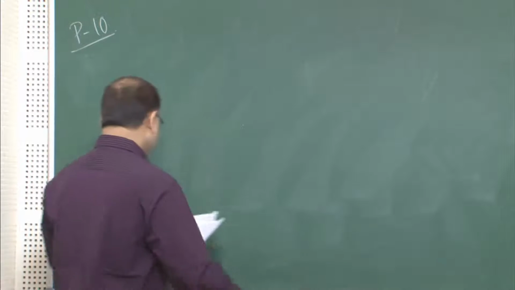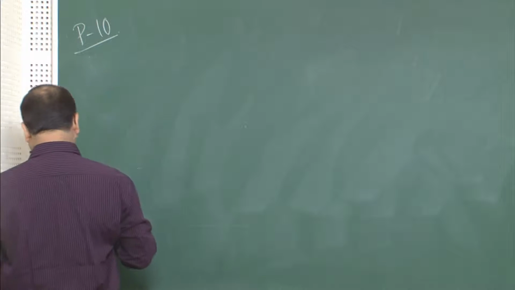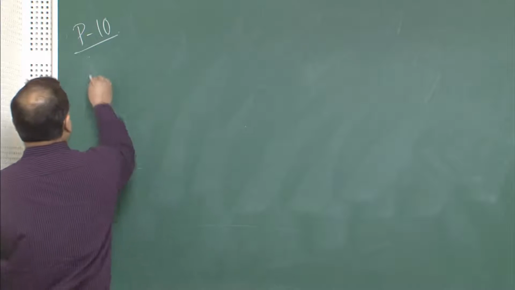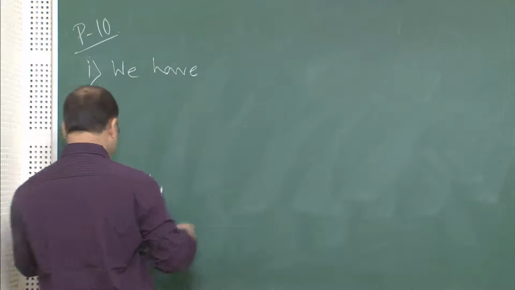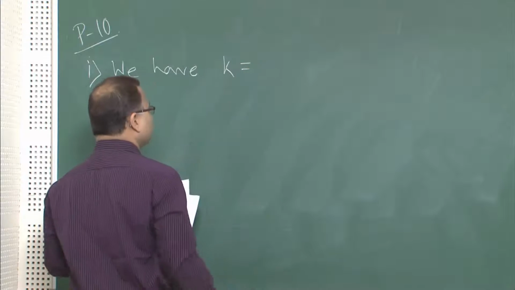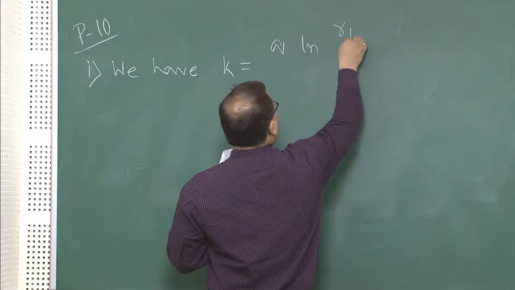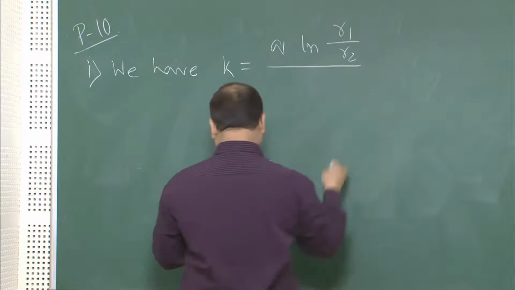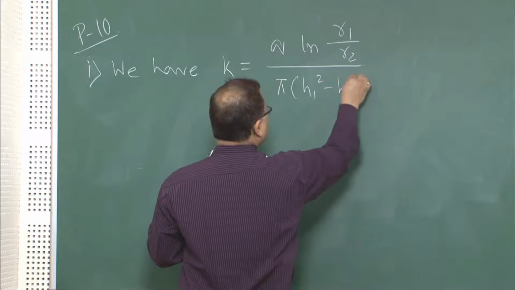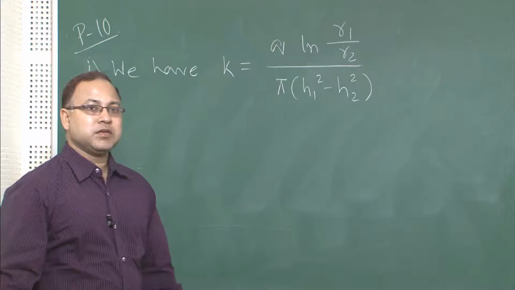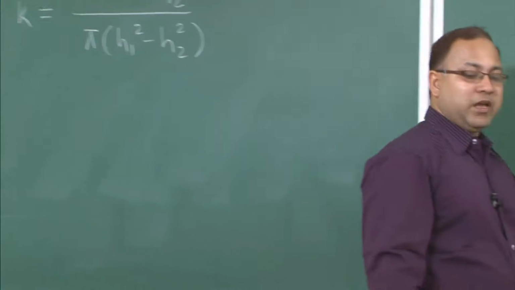Okay. So, the problem 10, the first part, basically we are going to calculate the coefficient of permeability. Now, we have from our theory whatever we have covered, right. So, K was given, could you remember that? So, K = Q ln(R1/R2) divided by π(H1² − H2²). So, that was the expression we derived for the permeability test in the field by pumping from wells.